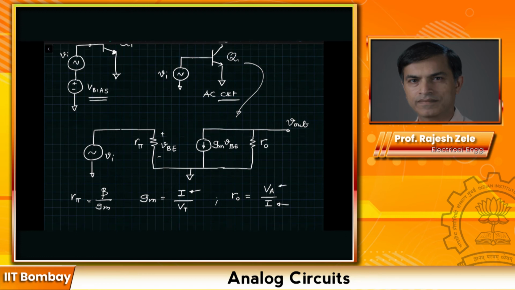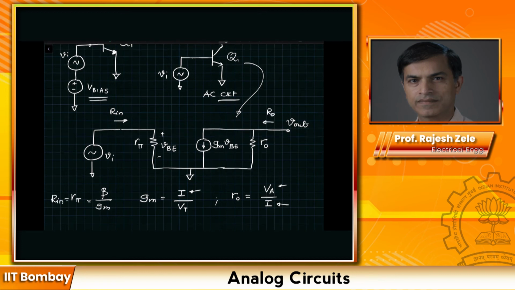What is the input resistance of this amplifier? Rin. You can tell if you apply an input source, then the only resistance you see looking into this base terminal is going to be R pi. So the input resistance Rin is given by R pi. So this would be your input resistance.